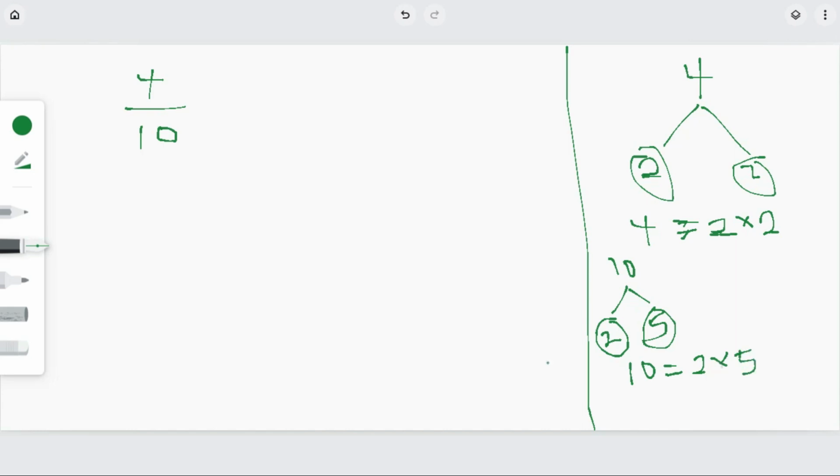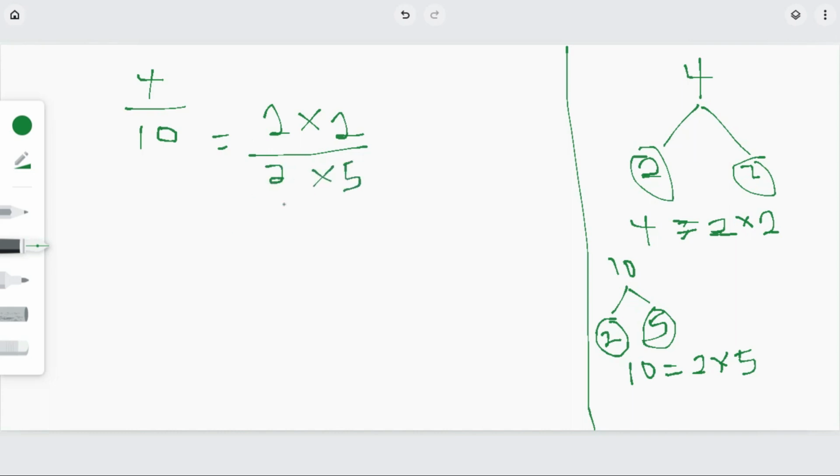So we are now coming back to this, because we want to reduce 4 over 10 to the lowest term using the prime factorization method. What we are going to do now is write equals here. We have 4 here, which will be 2 times 2, so we are writing the prime factors there, and 10 will be 2 times 5.